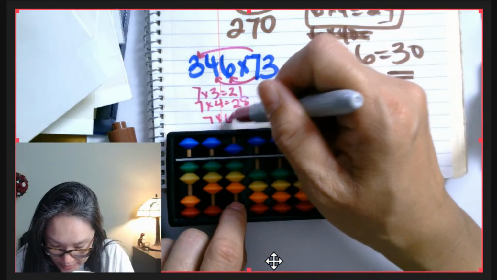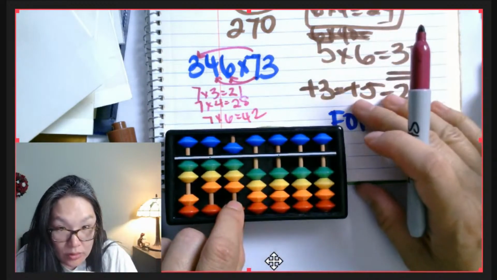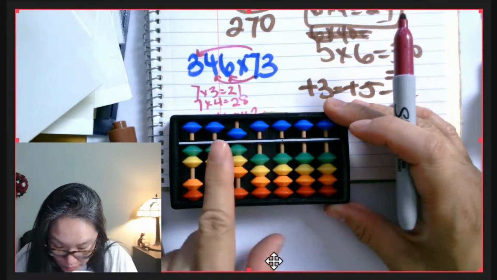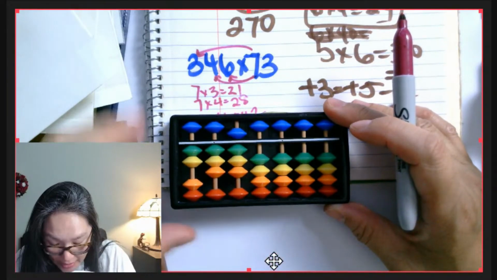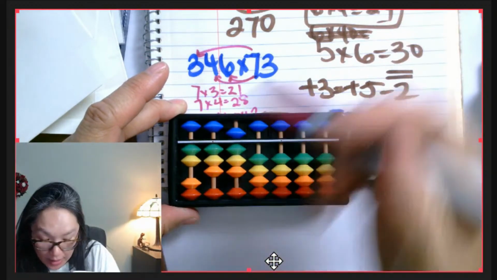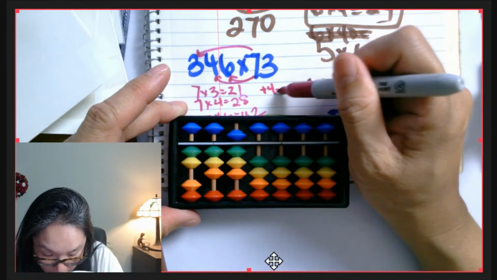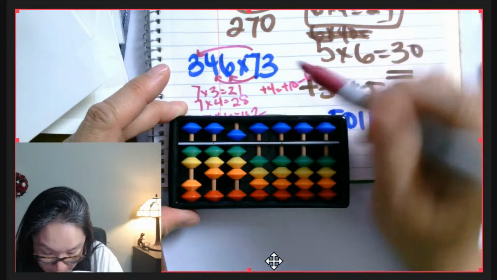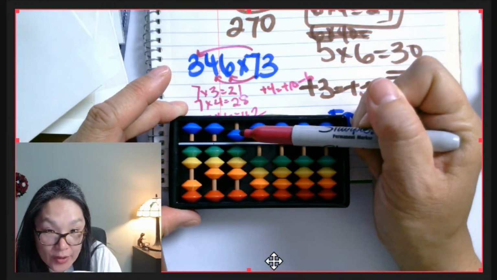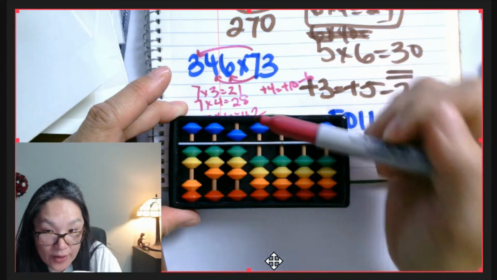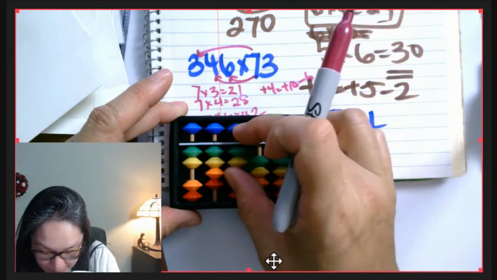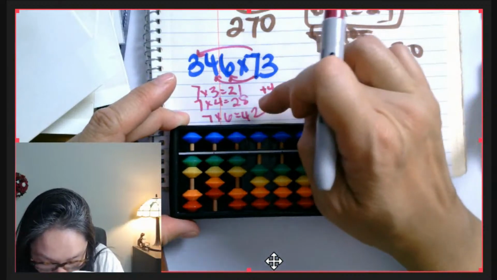7 times 6 is 42. I add 4, and then I add 2. How do I add 4? I cannot add 4 to this. What do I do? Plus the 4 is equal to plus the 10 minus 6. How do I know I'm going to use that? Because I don't have a 5 to add. I'm already using a 5. So I have to plus the 10 minus the 6. And then plus the 2.